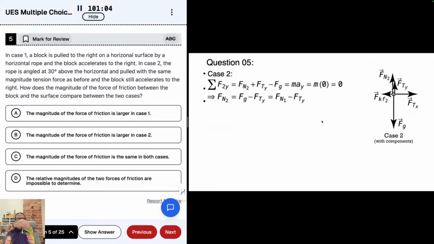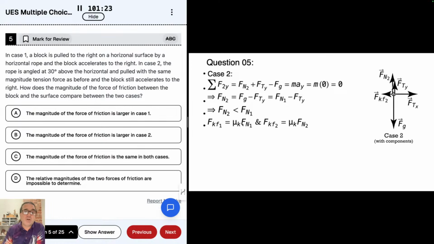Now, we figured out before that the force of gravity was equal to force normal 1, so we could substitute force normal 1 in for the force of gravity, and we now have determined that force normal 2 is less in magnitude than force normal 1. That is why you can see I've decreased the size of force normal 2.